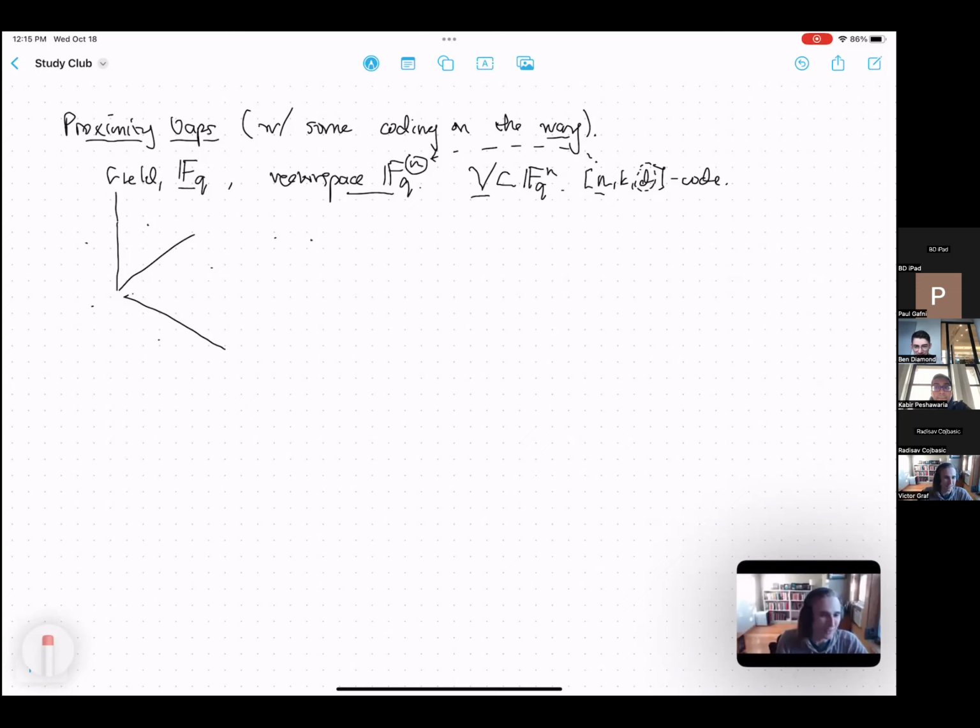And then I always get this mixed up, but N and K, is K always larger than N, or is N... No, yeah. K is always less than or equal to N. K is the dimension of V as a vector subspace, right? And N is the dimension of the ambient space, right? So really, this is a linear map from FQ to the K into FQ to the N, and this thing is injective, right? And the image of the map is what I'm calling V.